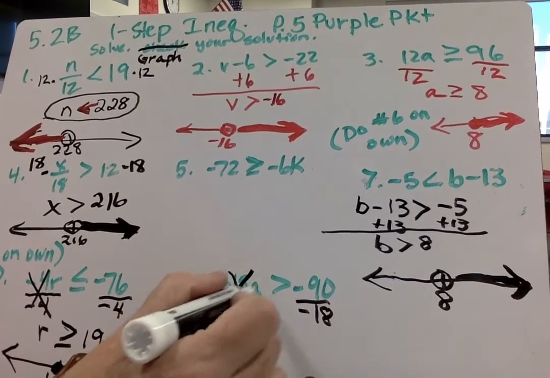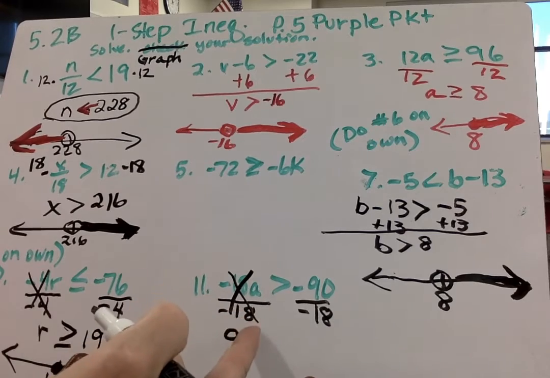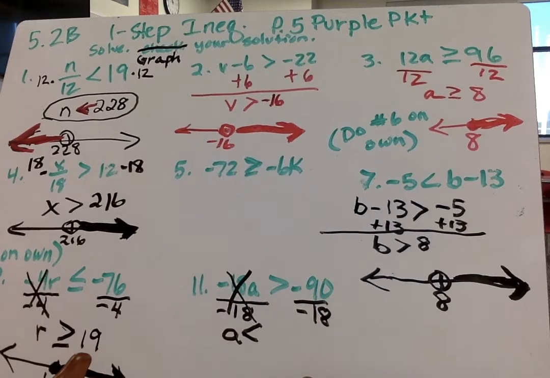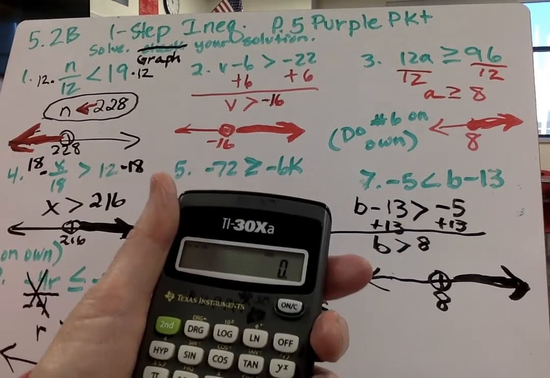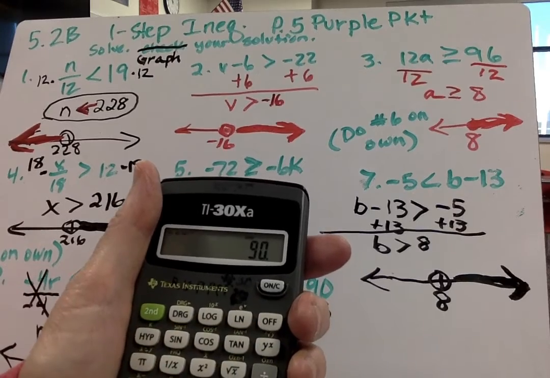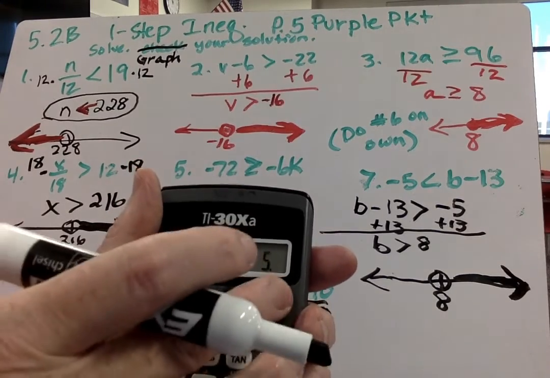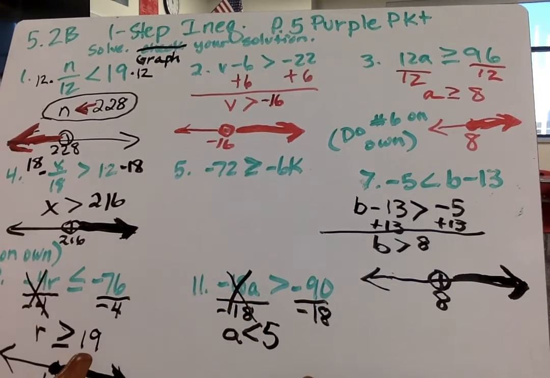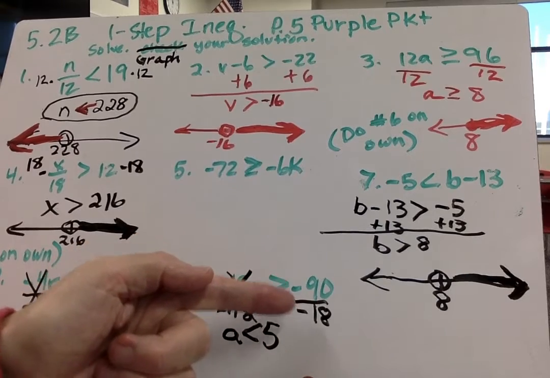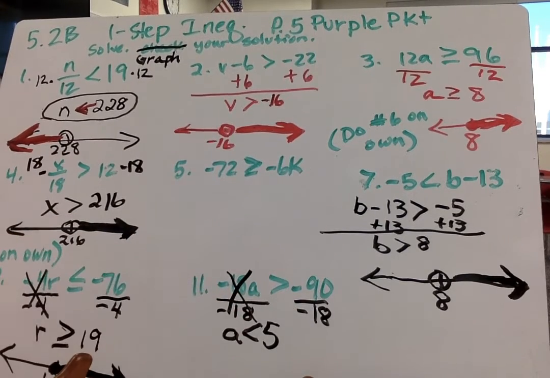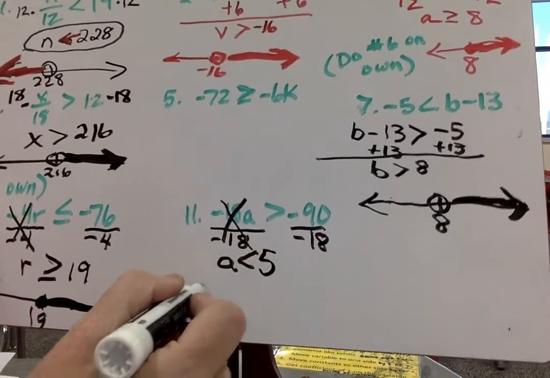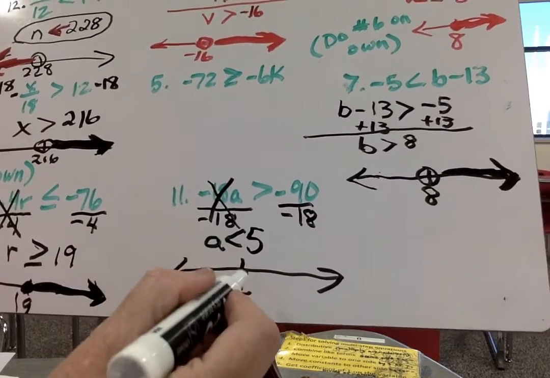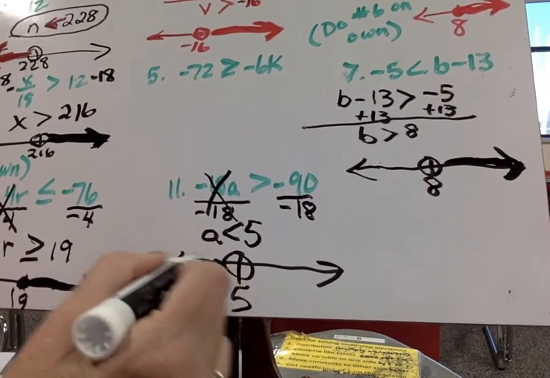And that goes away, and you're left with a. Oh, I divided by a negative. I must switch this sign. 90 divided by 18 is 5. And if I wanted to, I could put the negatives in, but since I know negative divided by negative is positive, I don't need to do that. Okay? All right, now my number line. 5. Open or close dot? Open dot. Shaded which way? To the left.